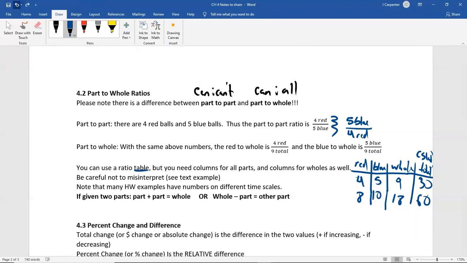So be careful not to misinterpret, as we will see in the text example. Well, when I say text example, I mean the activity, and that's on page 161.